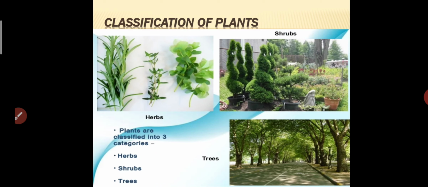Students, in our nature, we have seen so many types of plants. Some plants are very small, some are medium sized, and some plants are very tall. So plants are classified into three categories. What are the three categories? Herbs, shrubs, and trees. Let's see in this picture also. The first one is herbs, the second picture is of shrubs, and the third one is of trees. So what is the difference between these three types of plants?